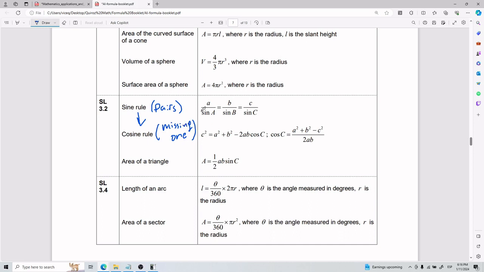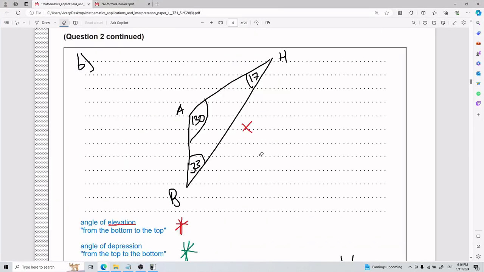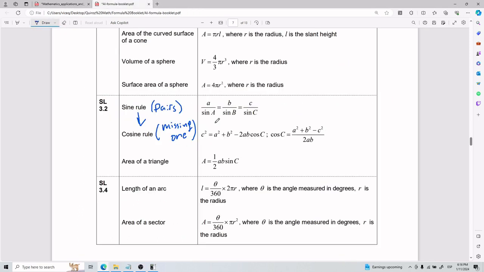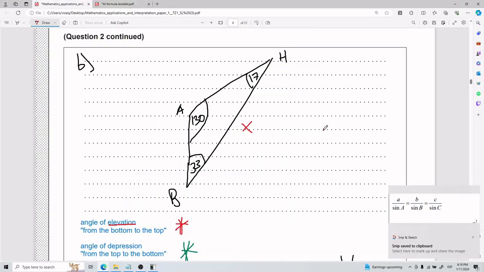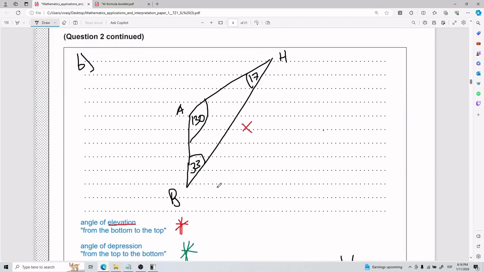Now, let's think about pairs first. Can I make pairs in this triangle? What I mean by pairs: if you see the formula over here, can I actually screenshot this maybe? I cannot paste it here. That is unfortunate. Anyways, for the sine rule, I'm going to do it here.